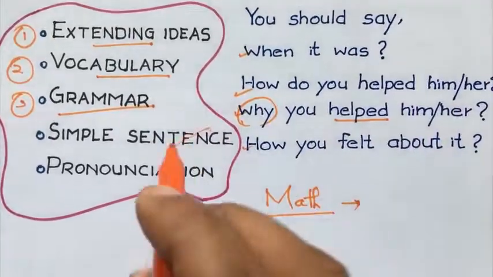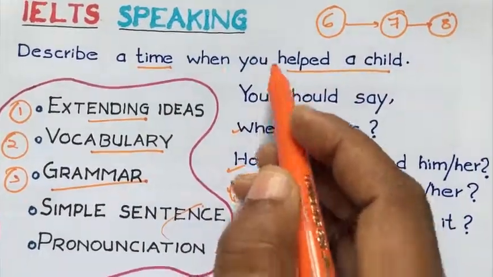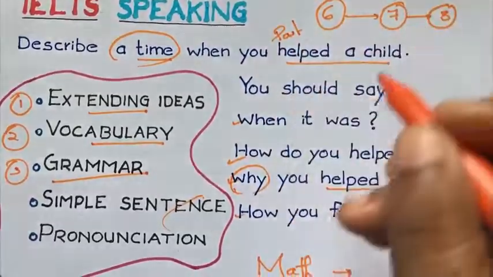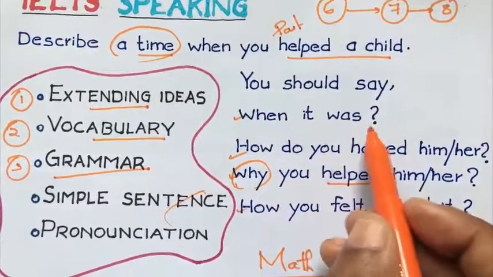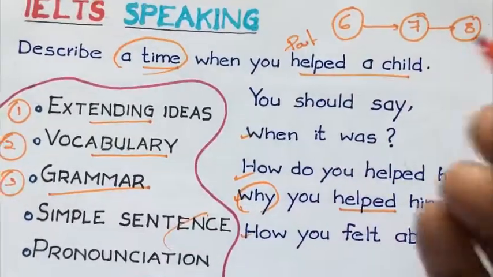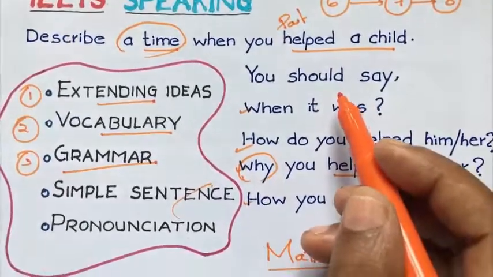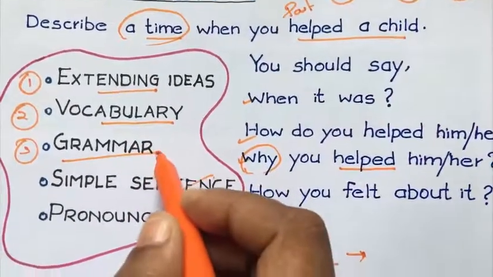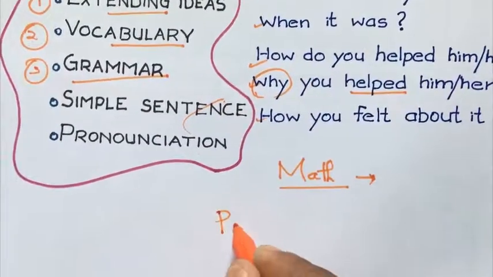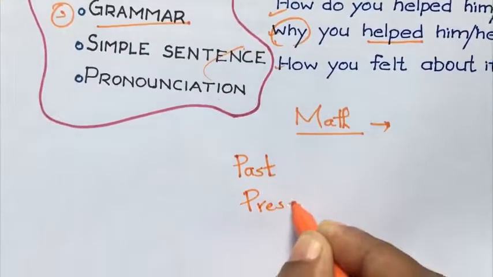For example, I'll say exactly, describe a time when you helped a child. So it was about the past tense. You can talk about the past tense, but in some cases you can talk about the present tense as well, if you want to bring the situation to the present circumstances. But especially in your speaking, you always use either past tense or present tense, but here it is past tense.